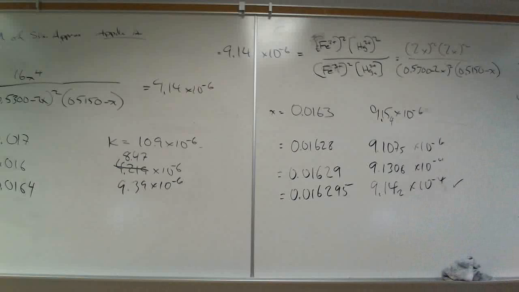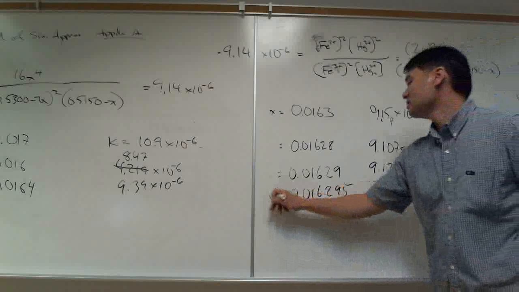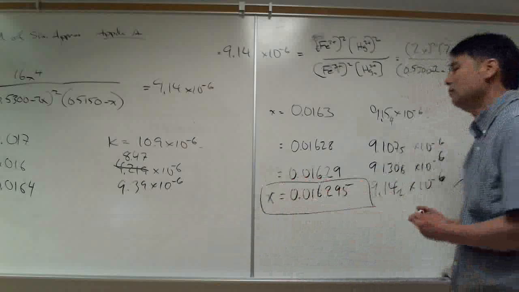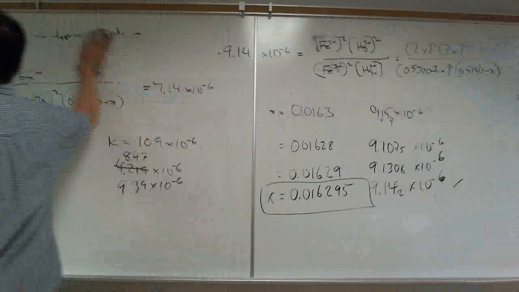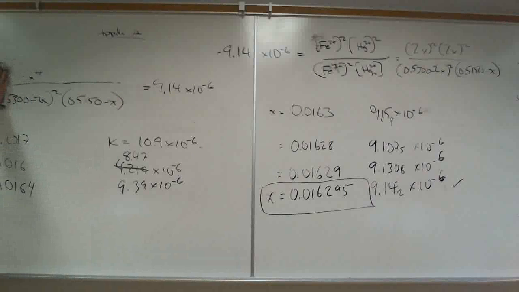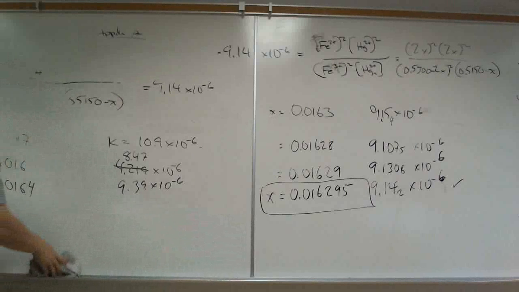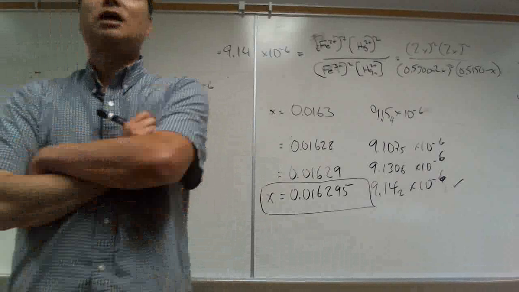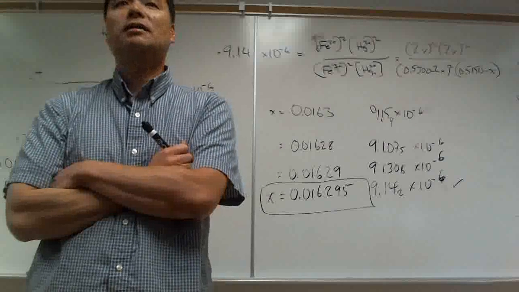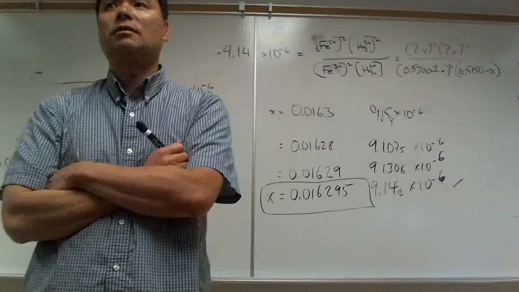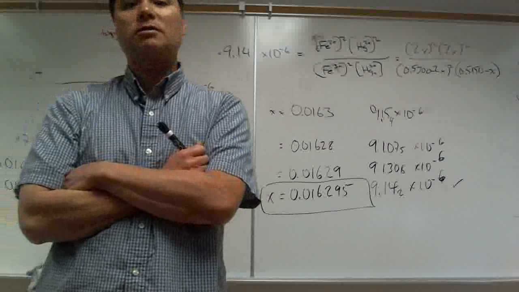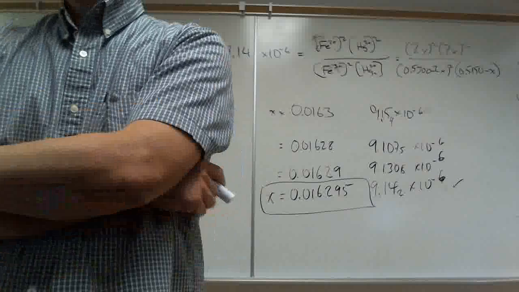Is it 10 to the negative 4 or 10 to the negative 6? 10 to the negative 6, sorry. So this is good. And so this is our x value based on the method of successive approximations. And so now let's go back and plug it in, and then you check to make sure that the K value agrees, right? So we'll stop there. All right, any questions on this?